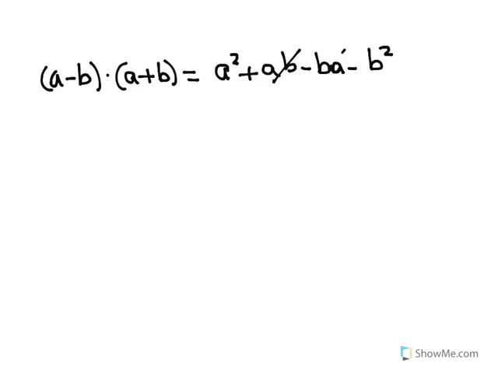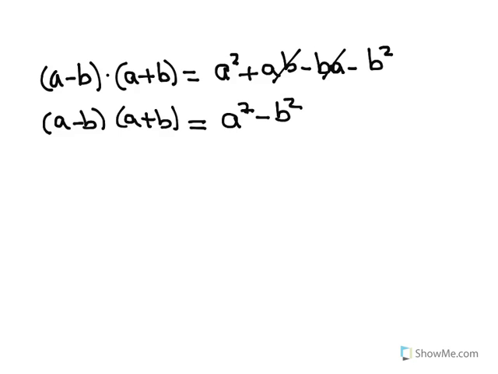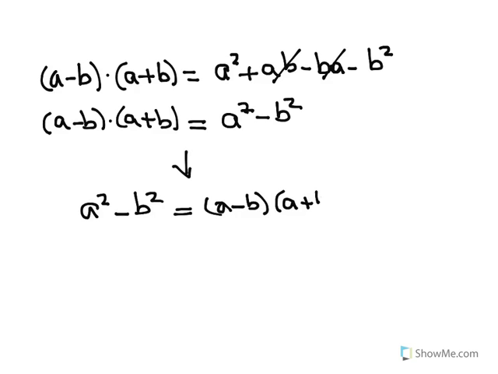Right? Because this is equal to that, we can cancel and we get a squared minus b squared. So a minus b times a plus b is equal to a squared minus b squared. So we can say that a squared minus b squared is a minus b times a plus b. We're really just rewriting this equation.